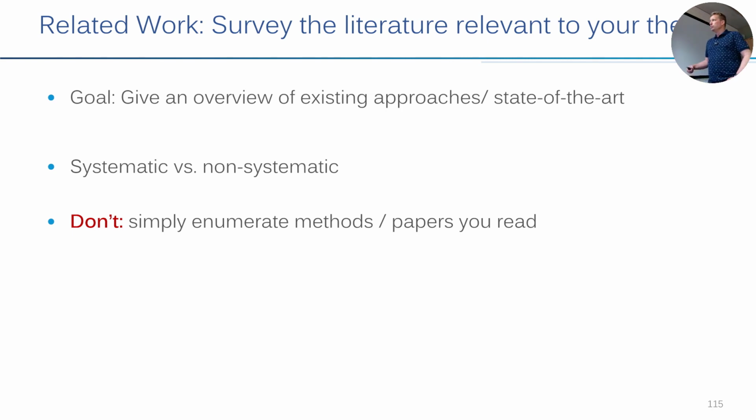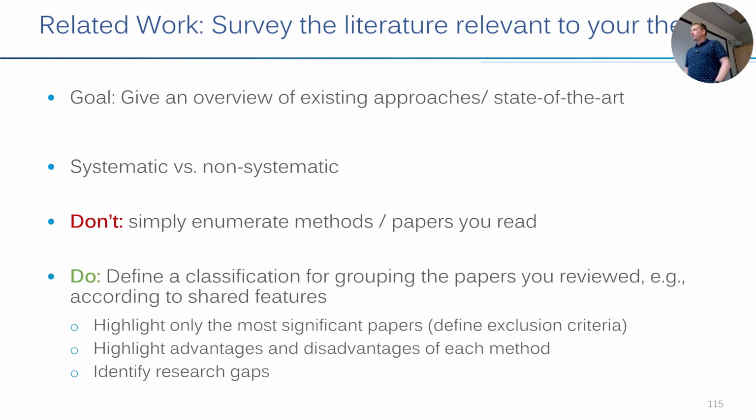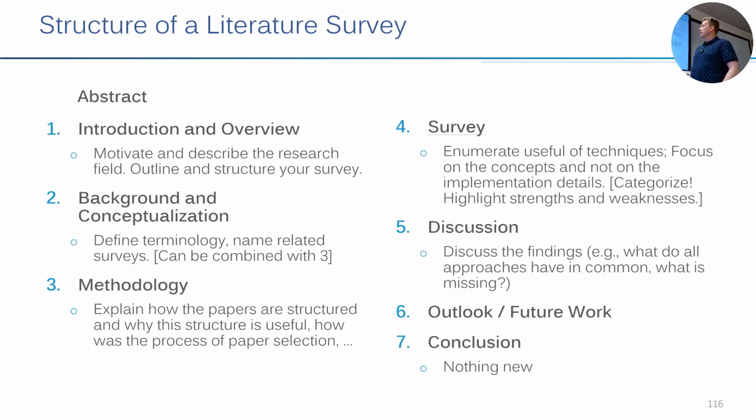So don't just enumerate methods and papers, but try to find their underlying structure, classify them, and put them into relation to each other: which problems they address, which problems are still open. Highlight which papers are more relevant and significant than others, and why. Also show certain pros and cons, advantages and disadvantages of certain methods. So this is a good literature review, and Cornelius will tell us a little bit about how to get there.